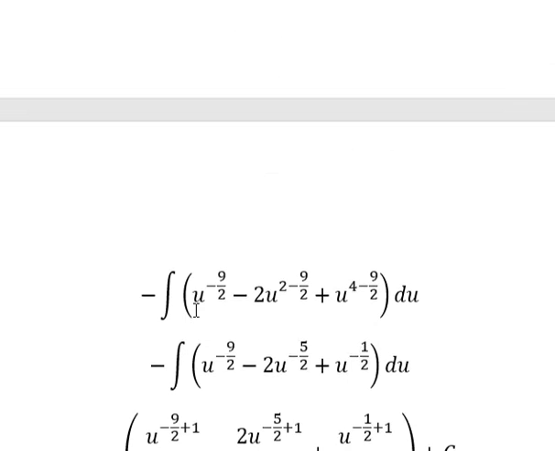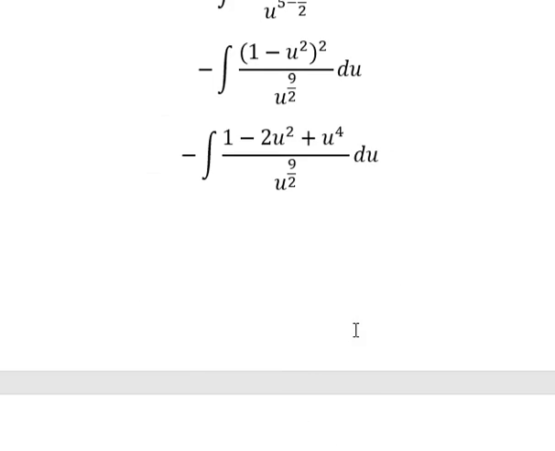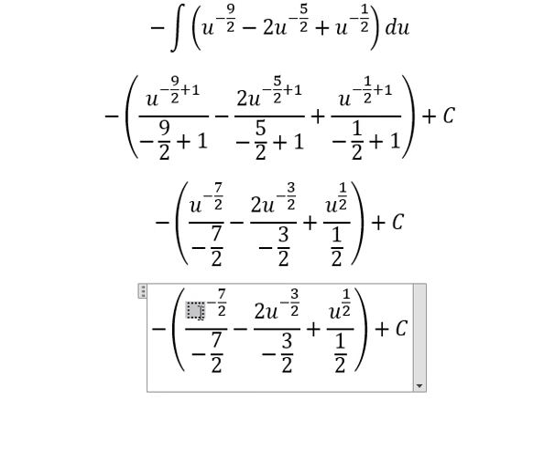So about u, that is cosine x. So we put cosine x in here.